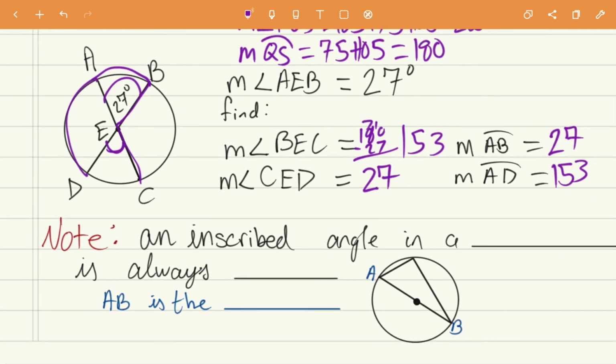Now, one last note for inscribed and central angles. An inscribed angle in a semicircle, which is just one half of the circle, is always 90 degrees. It's always a right angle. And this line right here, AB, is the diameter.